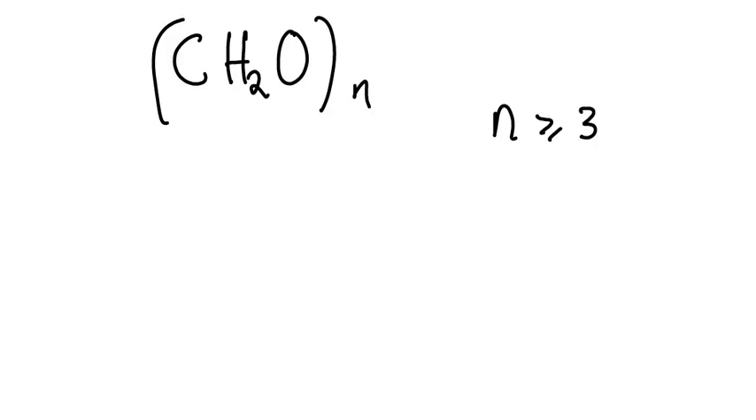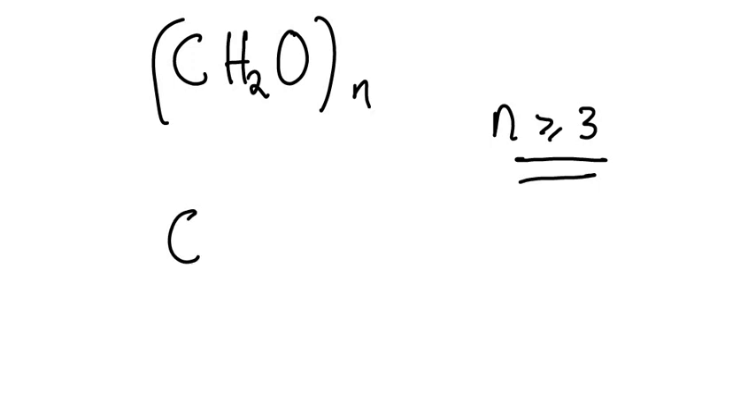So the least number of carbon atoms, or the smallest simple sugar that you can easily observe, is one that consists of 3 carbon atoms. So the least number n can have is 3.